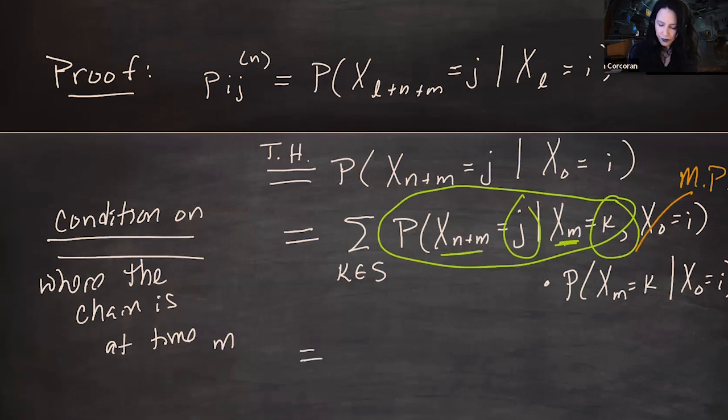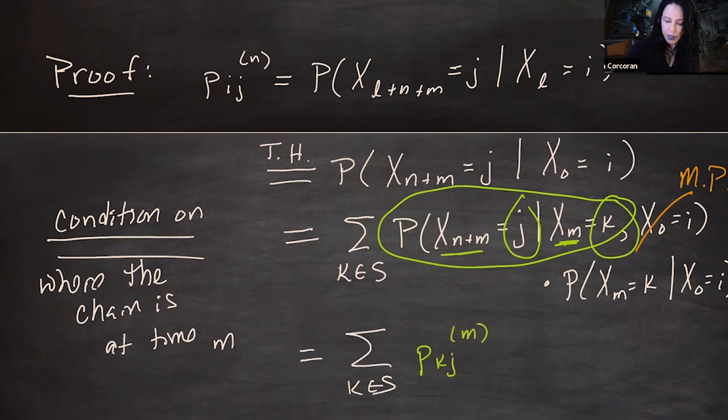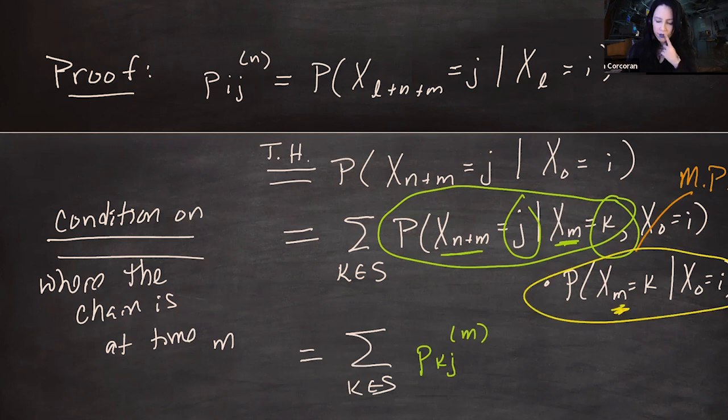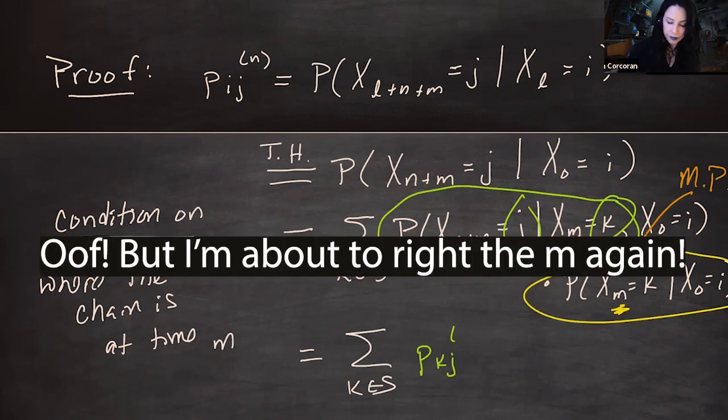And so this is probability of going from k to j in m time steps. And this one is, this is an m, sorry, it's a little hard to read. Sorry, that first one should be n time steps, not m. M. Okay, and the other one is the probability of going from i to j in n steps. And that's what we wanted to show.